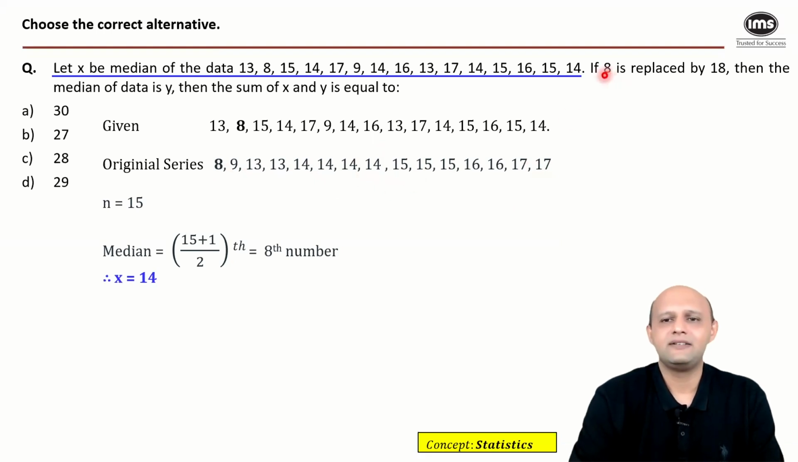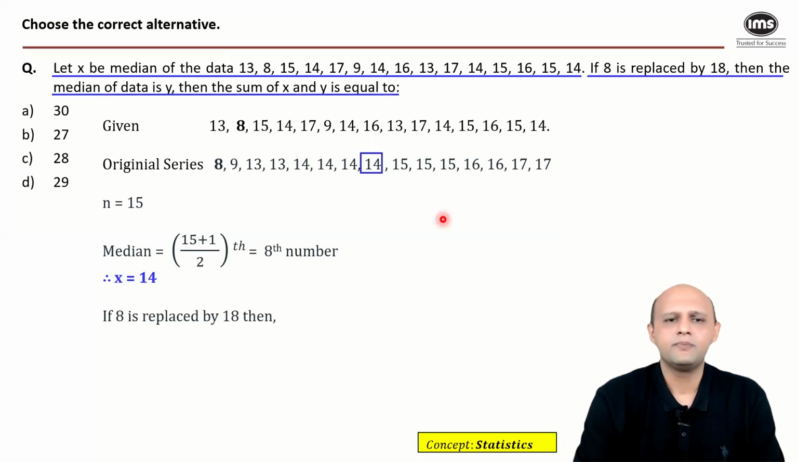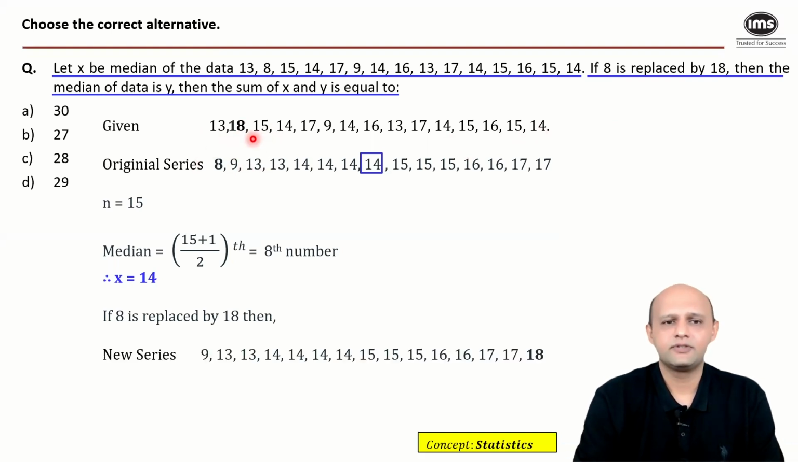Now, they say that if 8 is replaced by 18, okay, so 14 is the median of these observations, which is x. Now, if 8 is replaced by 18, what would happen? This original series would look somewhat like this. So 13, 18, and so on, all the way up to 14. This is the changed series. Now, if you need to calculate the median for this, you will have to arrange this in ascending order. And what would be the difference? Instead of having an 8 here, you will end up with 18, which would be the last term.